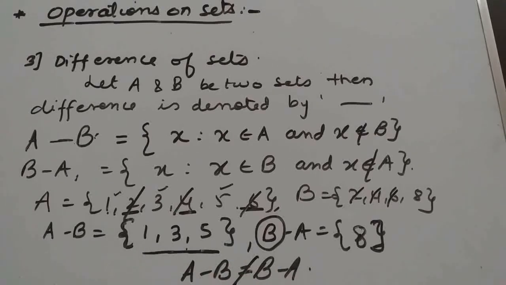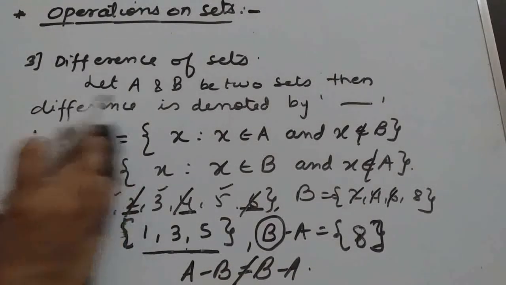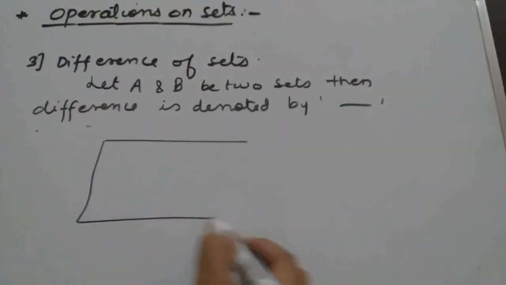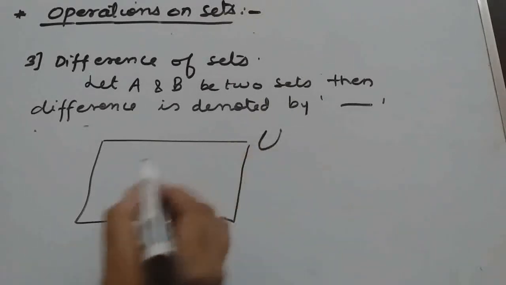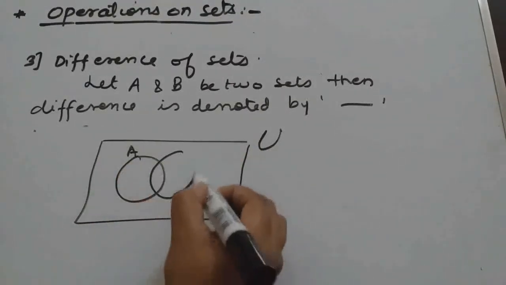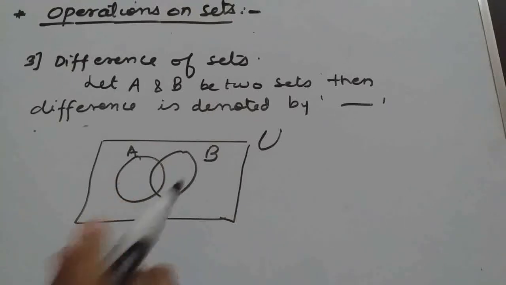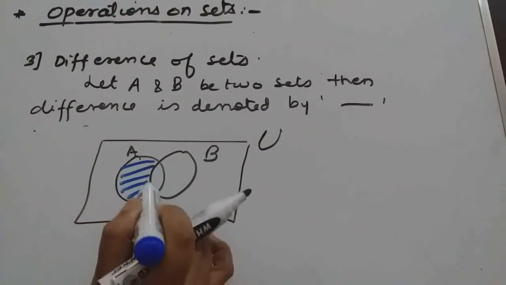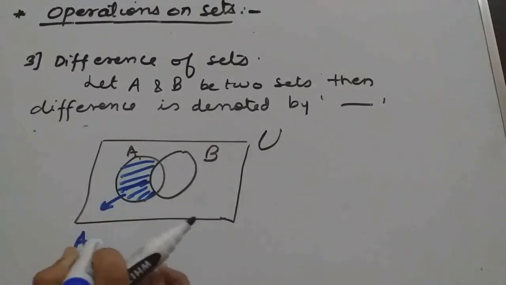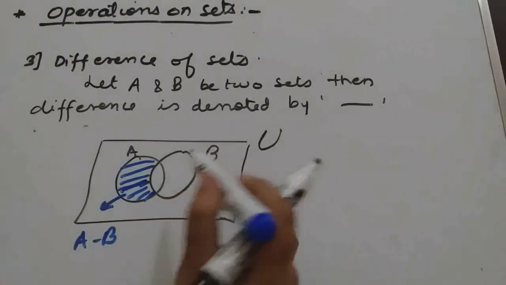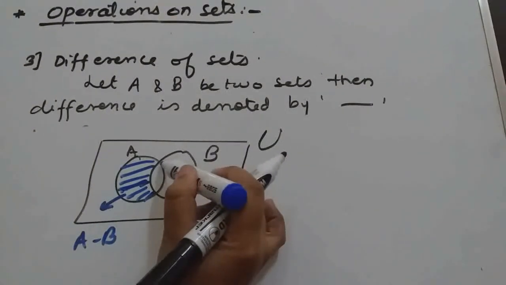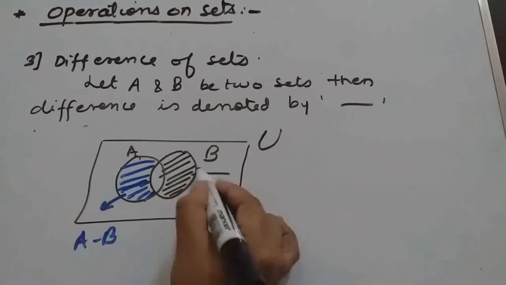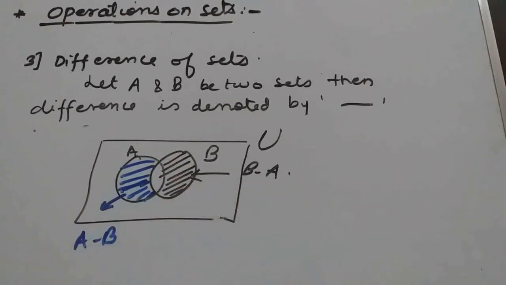And how will you represent this using a Venn diagram? So the Venn diagram will be, suppose this is U, A set, B set. The elements which are in A, not in B, this will make A minus B. And B minus A also if you want to find, so this will be B minus A.